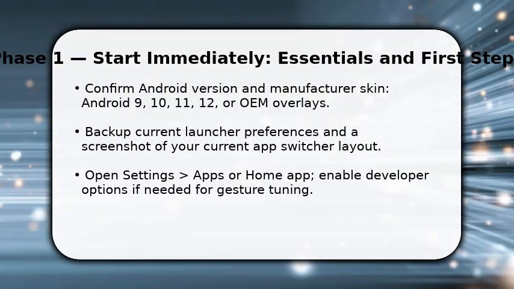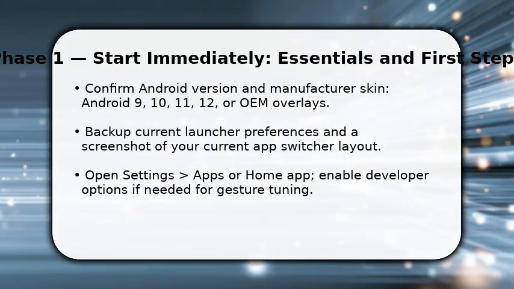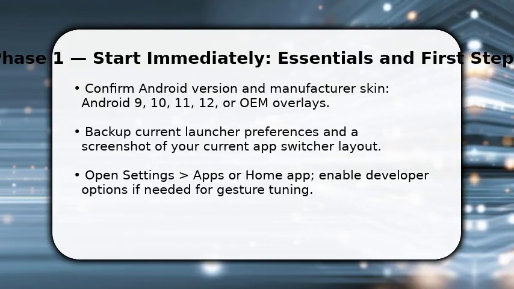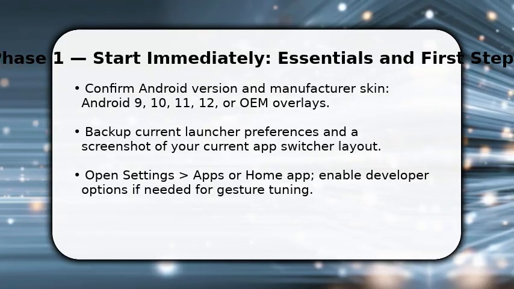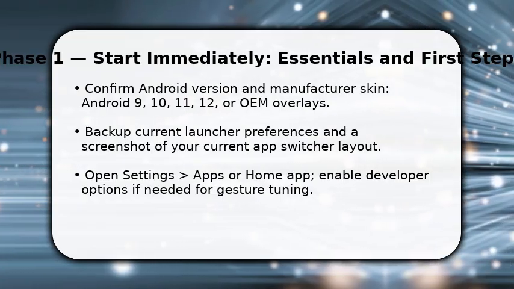You start by confirming your Android version and any OEM skin because behavior differs across vendors. First, back up launcher settings and take a quick screenshot so you can revert if needed. Next, open Settings and go to Apps or Home App Management. This is where Android exposes the switcher options.